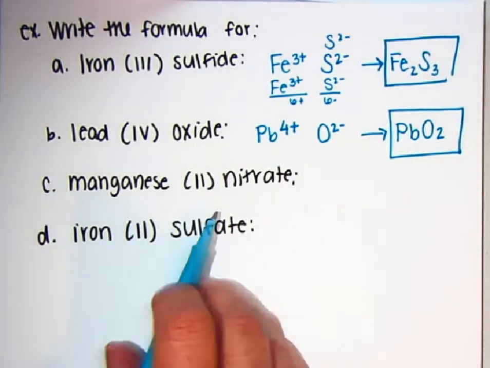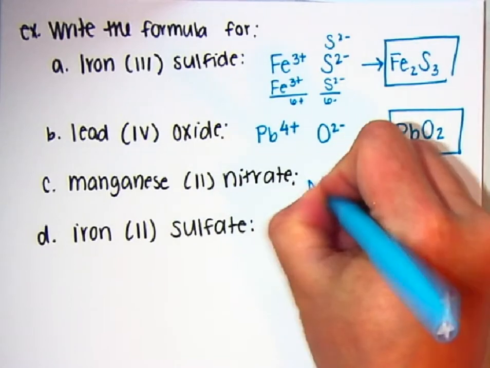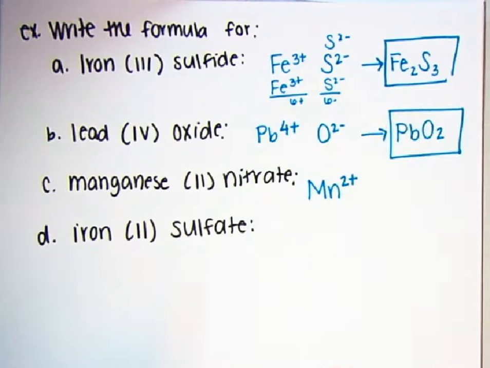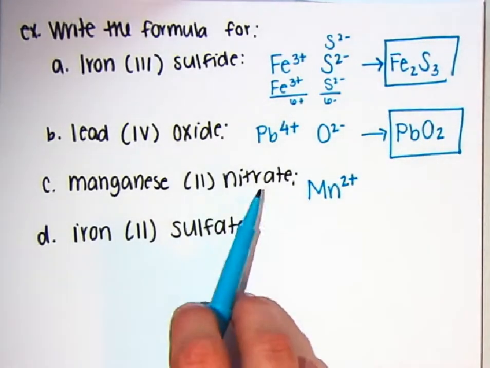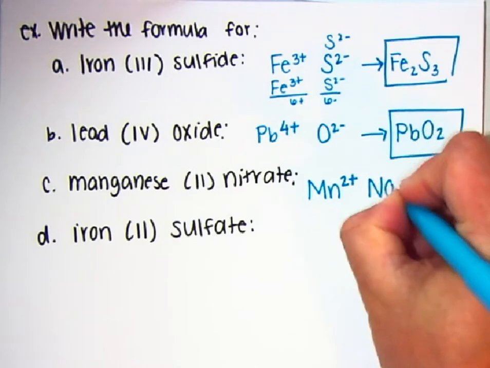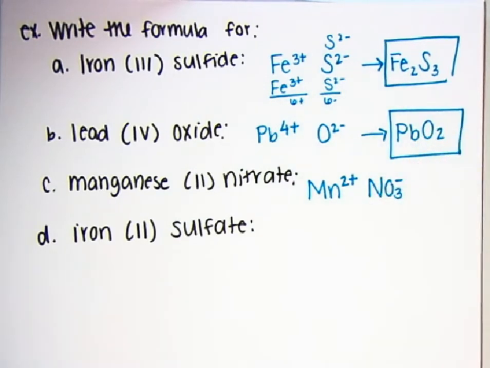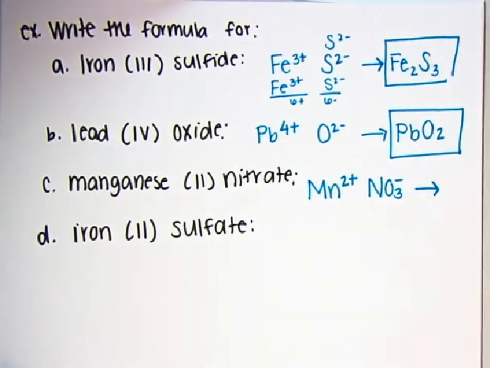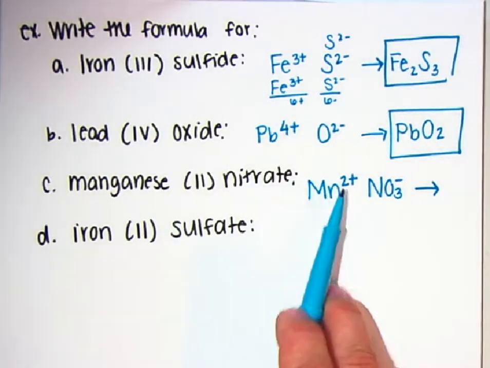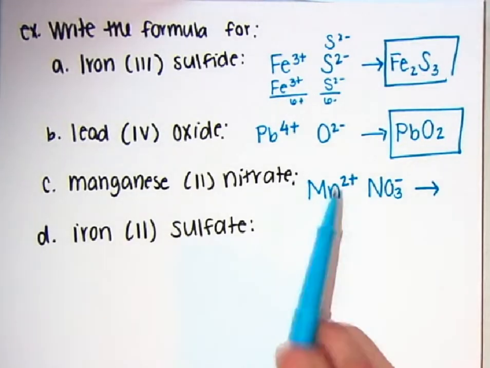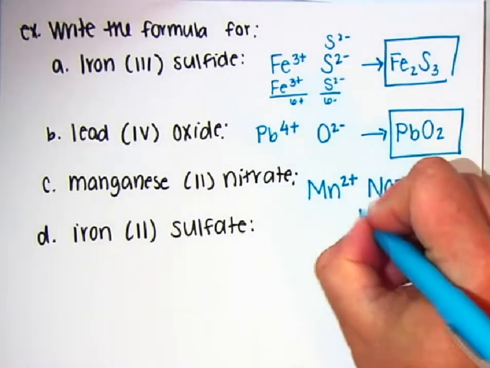Manganese(II) nitrate. The Roman numeral is the charge of the cation. Nitrate is a polyatomic ion, NO3-. We need to think about the ratio of ions needed to make a neutral compound. If manganese is 2+, but nitrate is only -1, I'm going to need 2 nitrates.